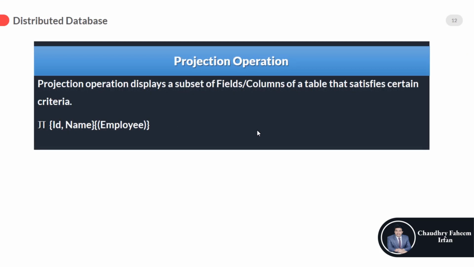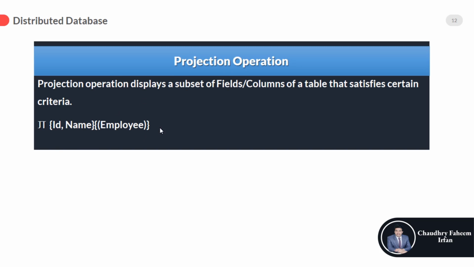And the next one is the projection operation. The projection operation displays a subset of fields or columns of a table that satisfies certain criteria. Here the pi symbol indicates the projection operation, and the criteria is ID and name from the employees table. We are going to select only the ID and name attributes from the employees table.